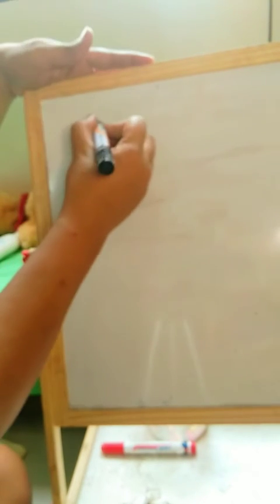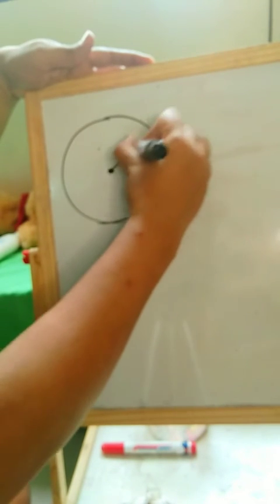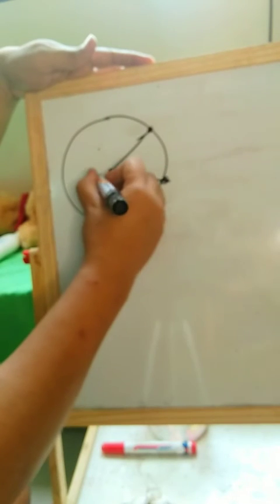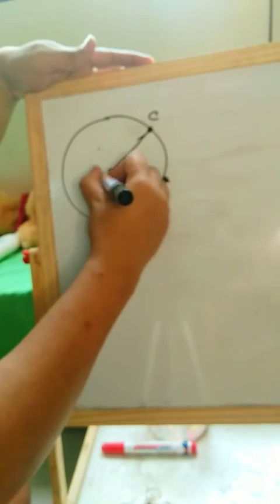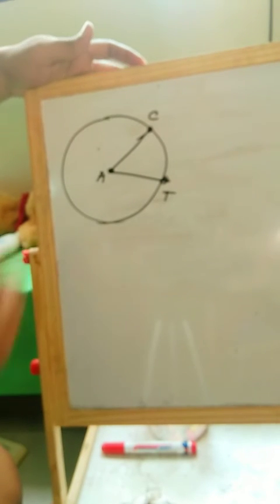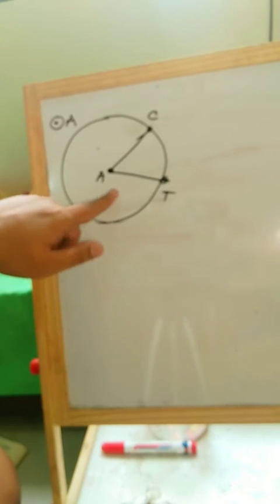Okay. Now, mabilis lang to. Let's just concentrate on those 3 points here. Okay? Nina lang natin na C, A, T. So, let's name this as circle A, indicating that point A here is your center.